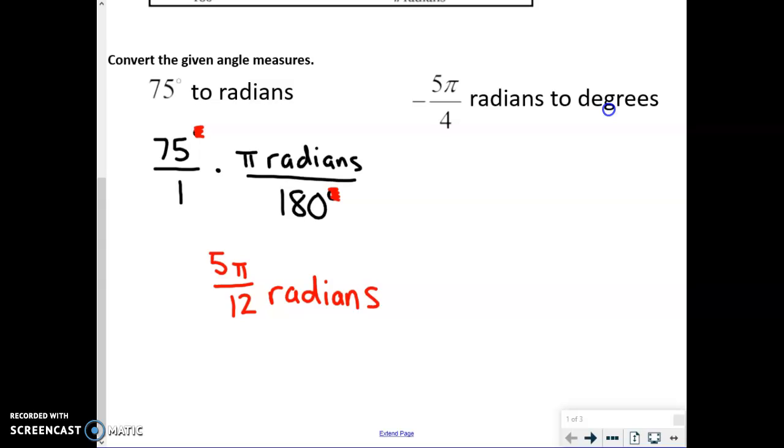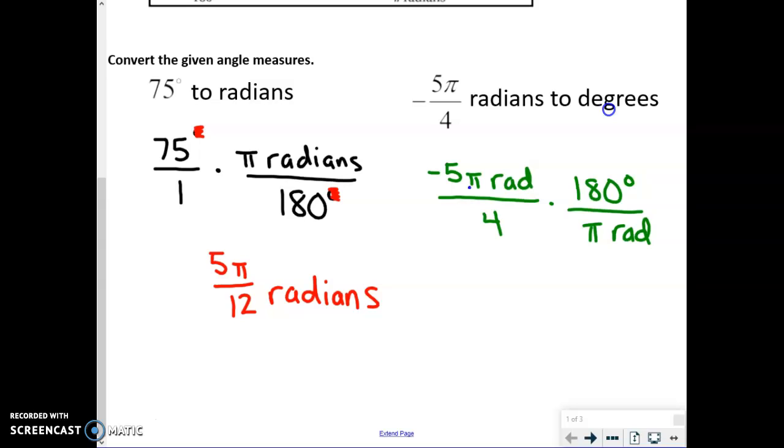The next example is the same type of problem, but instead of having pi radians on top and degrees on the bottom, we flip it, because in this case we're looking to cancel out the radians. So we take our initial negative 5 pi radians over 4, times 180 degrees over pi radians. Again the labels cancel out, which leaves us with another math problem. If we multiply across and divide out the 4 on the bottom, it leaves us with a final answer of negative 225 degrees. These are simple conversions that you'll be able to use further down the line in some trigonometric problems we're going to be dealing with.